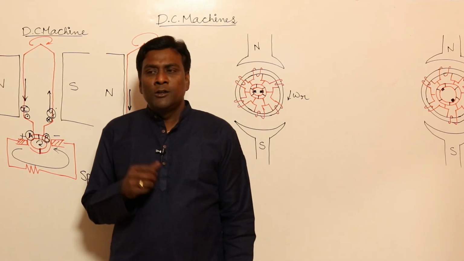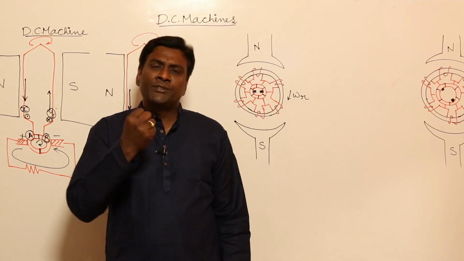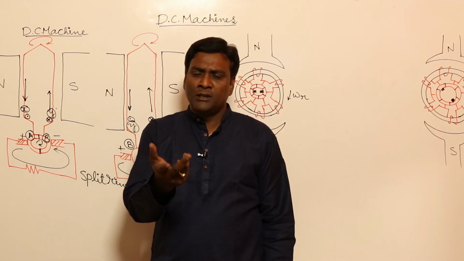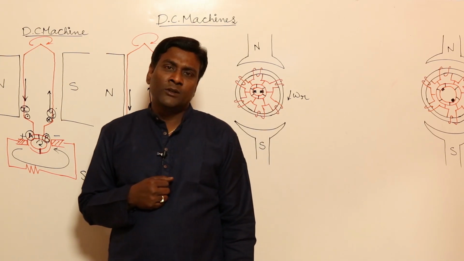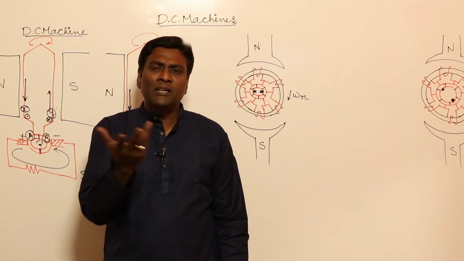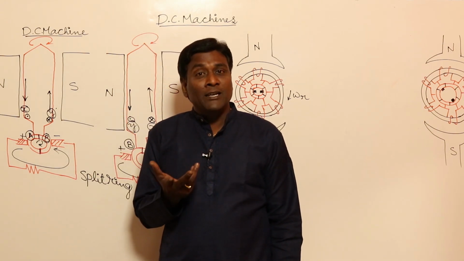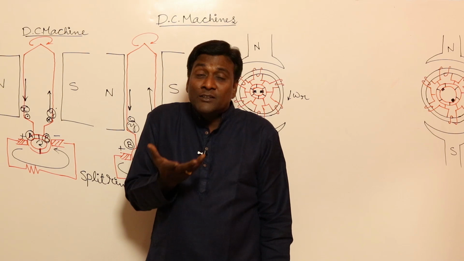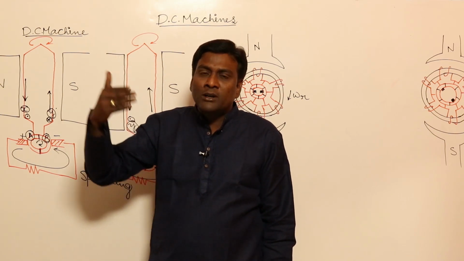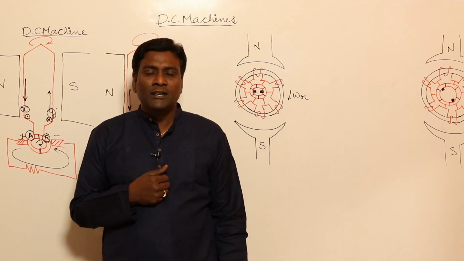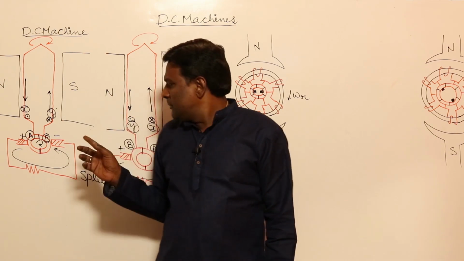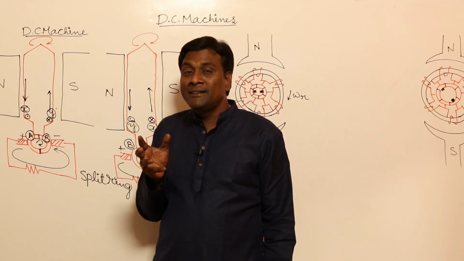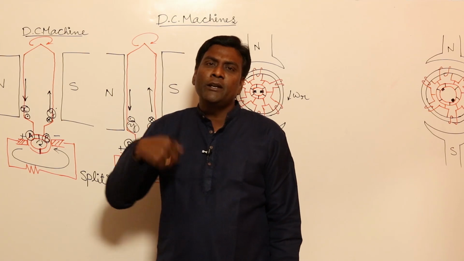For example, during rainy season, normally lightning strokes will be there. Why? Because during rainy season, the dielectric strength of the air is reduced such that lightning strokes can happen. Similarly here also, because of this ionization of air, the dielectric strength around the commutator will be reduced.